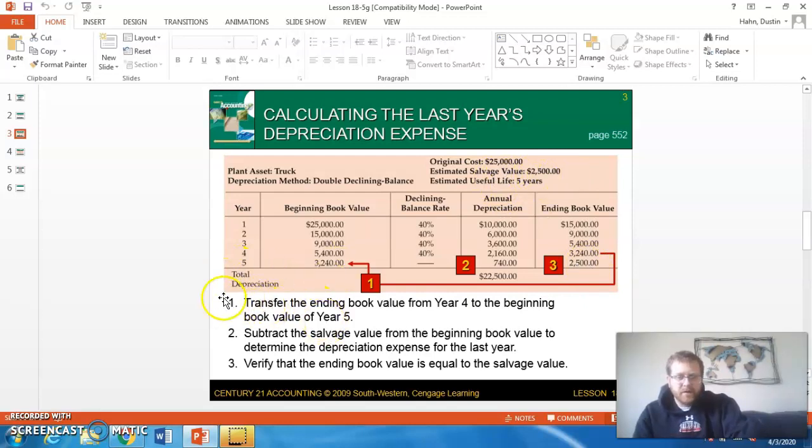So step 1, transfer the ending book value from year 4 to year 5. That's 3,240. Bring that down to start year 5 with. Step 2, subtract the salvage value from the beginning book value to determine the depreciation expense. 3,240 minus 2,500, and right there's your 740. And then step 3, verify the ending book value is equal to the salvage value. That $2,500 that you end your value at should be the same as your salvage value. That's what happens when you get to the last year, if it doesn't come out to an equal 40%, which a lot of times it does not.